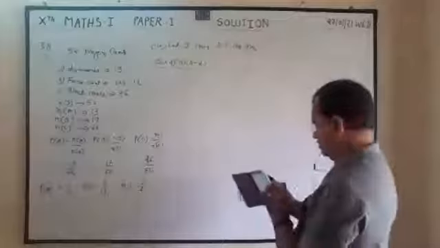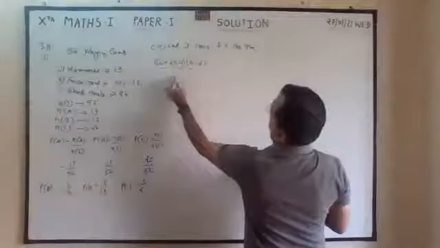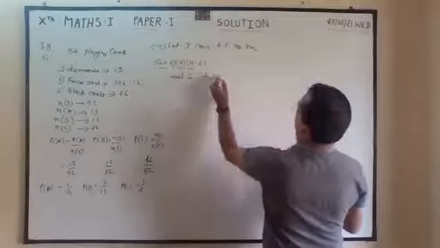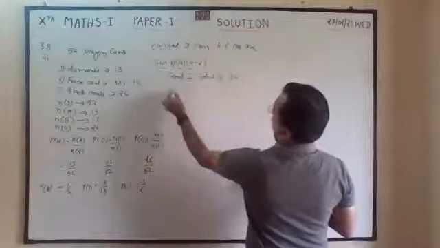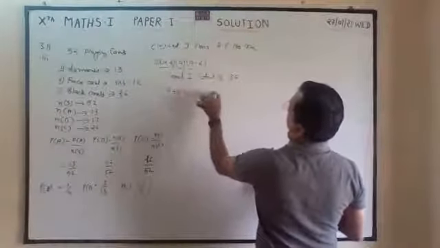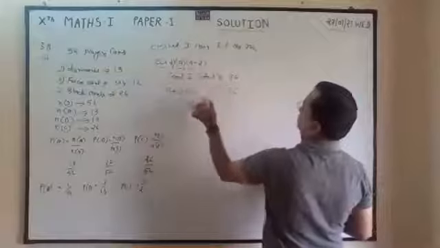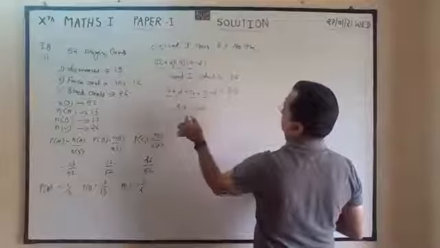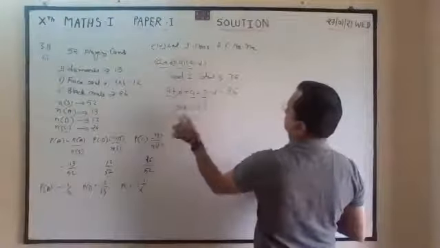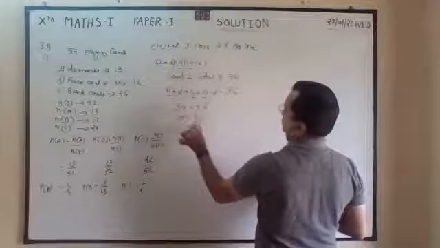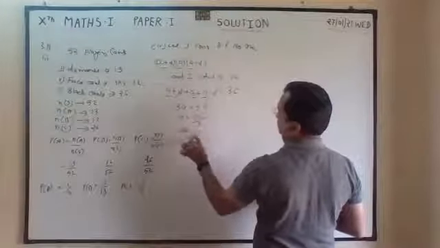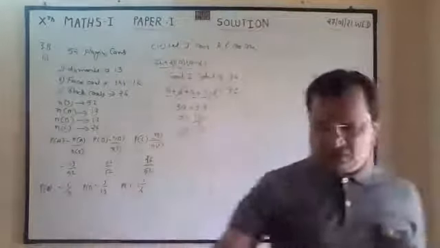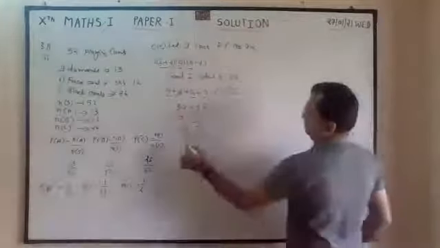Condition number 1. Total is 36. So a plus d plus a plus a minus d is equal to 36. This and this cancel. So 3a is equal to 36. So a is equal to 36 divided by 3. The product is 1140. Condition 2.